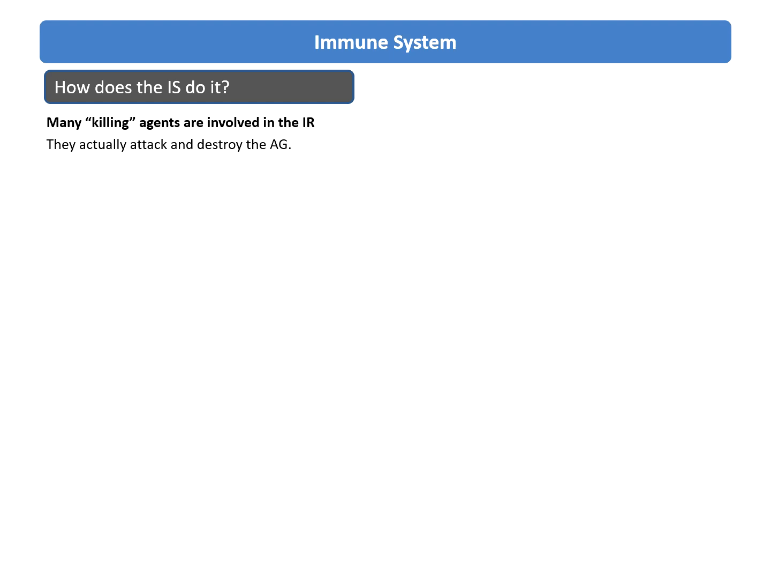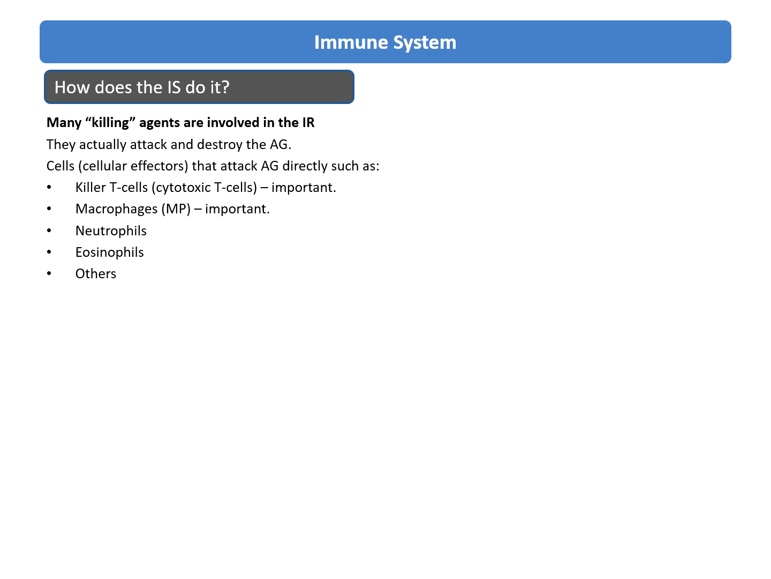There are many killing agents involved in the immune response, agents that actually attack and destroy the antigen. There are cells, we call them cellular effectors. They attack the antigen directly. They include killer T cells, also called cytotoxic T cells, and macrophages. Both of these types of cells are very important. Then there are neutrophils and eosinophils and others. More is being learned all the time.